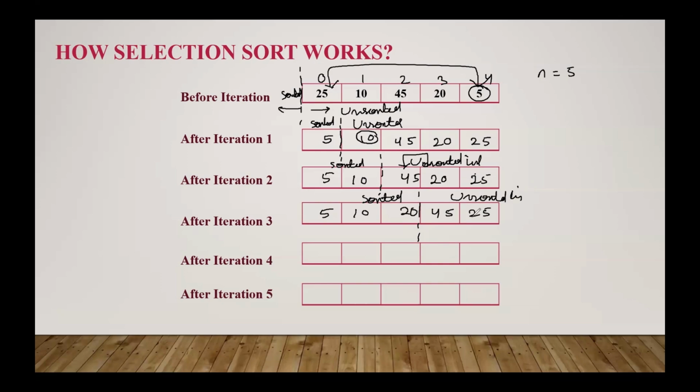Now the fourth iteration. We have to find the minimum value, which is 25. So we swap 25 with 45. Then after the fourth iteration, the value comes to the first position. Here we have 20, this is 10, this is 5. Now you tell me whether all the elements are sorted or not. So how many iterations do we require? The number of iterations required is n minus 1.